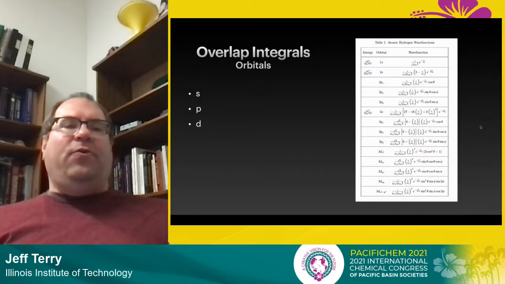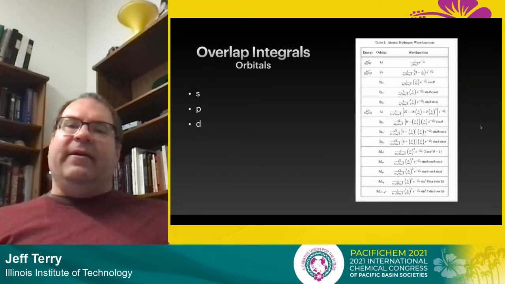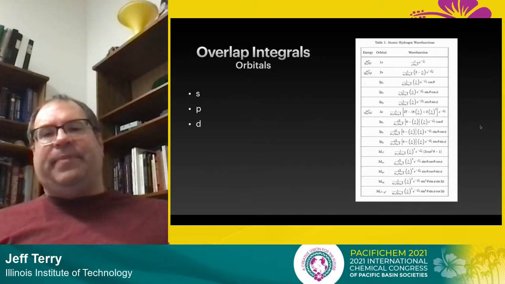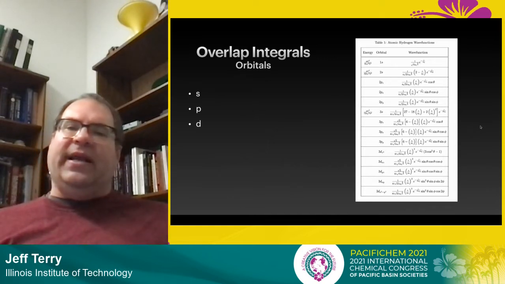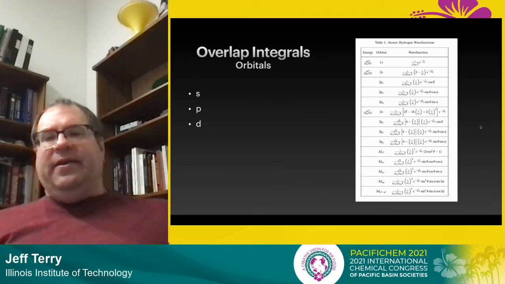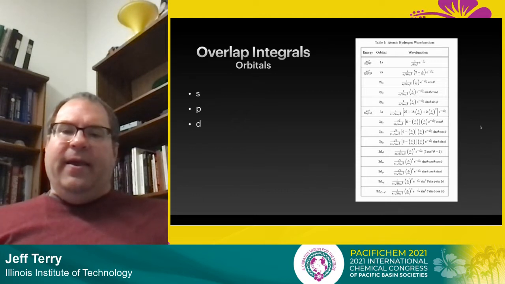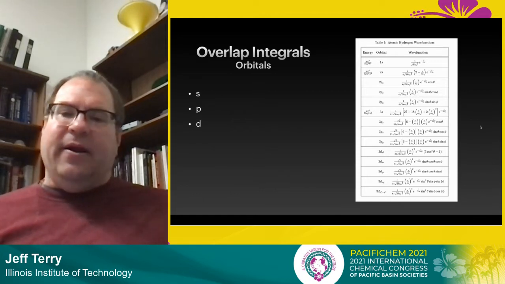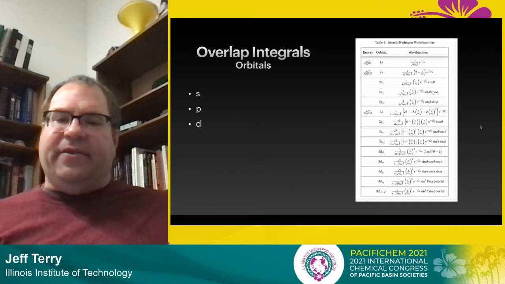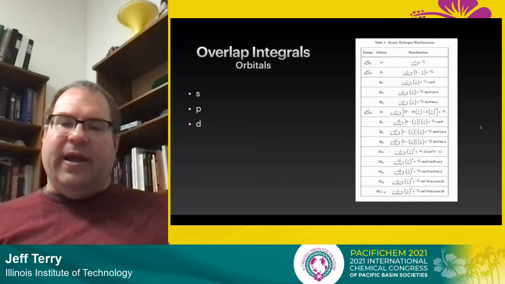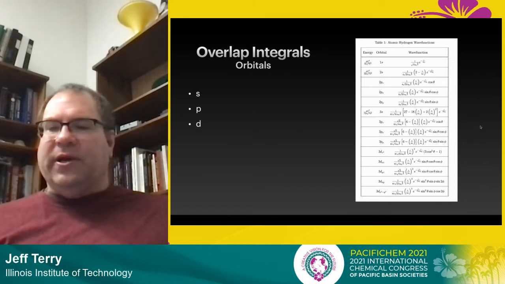Now, for our code, we instituted hydrogen s, p, and d orbitals. So we have the 1s, the 2s, the 2pz, the 2px, the 2py, the 3s, the 3pz, the 3px, the 3py, the 3dz squared, the 3dxz, the 3dyz, the 3dxy, and the 3dx squared minus y squared.